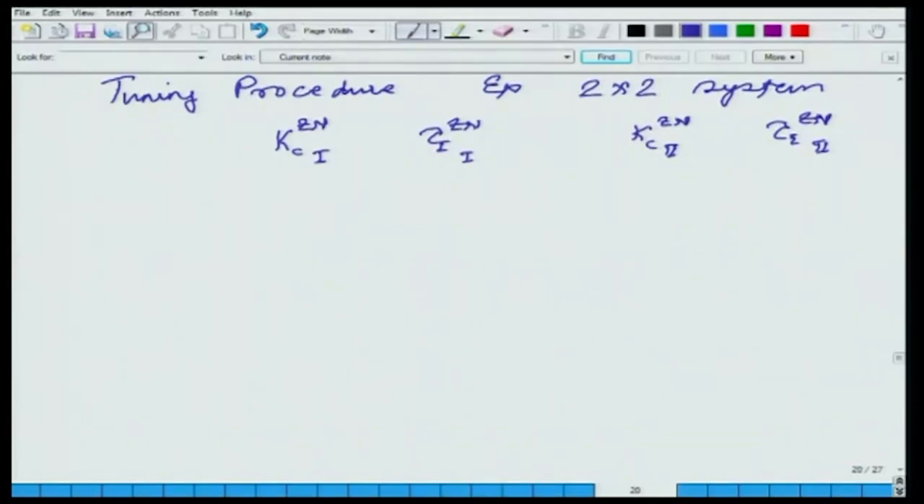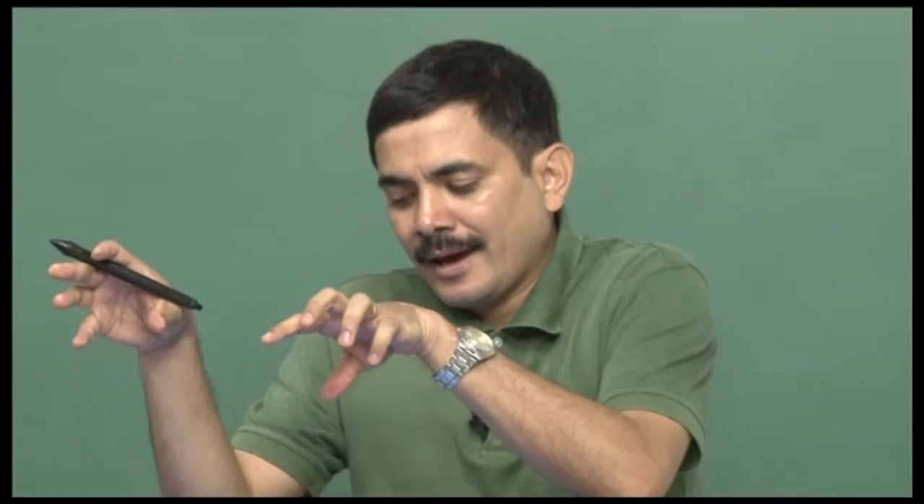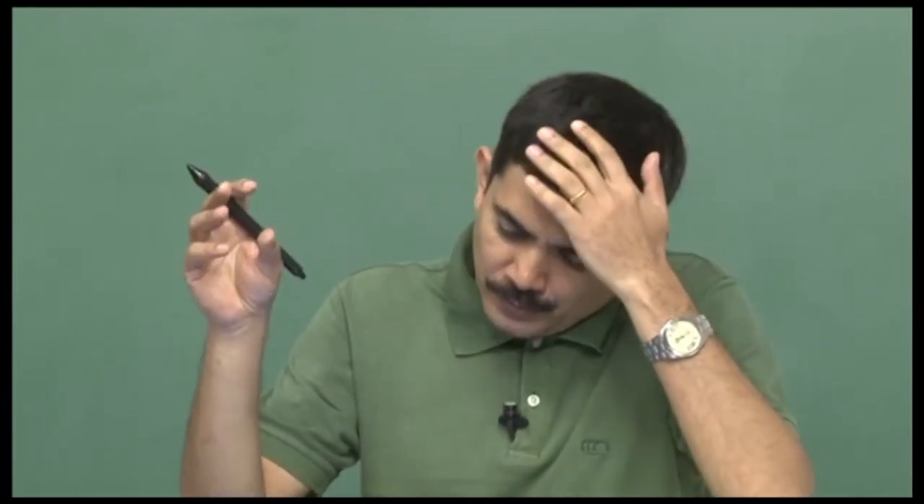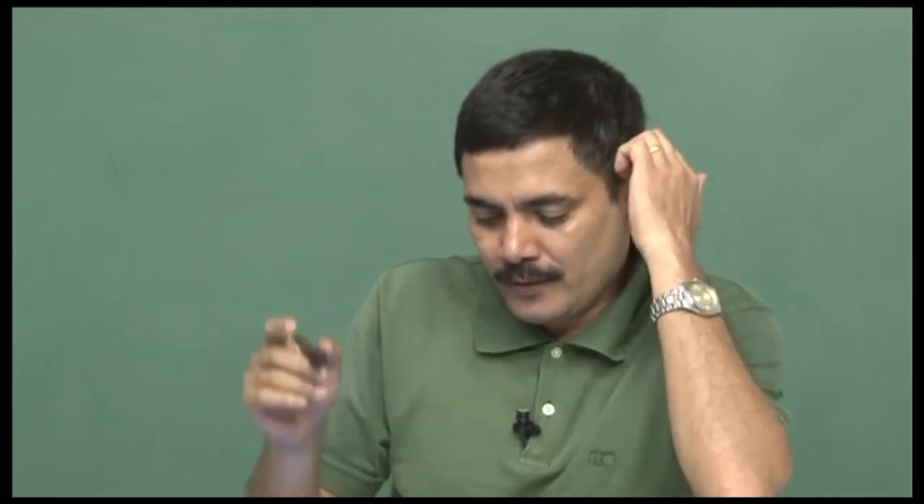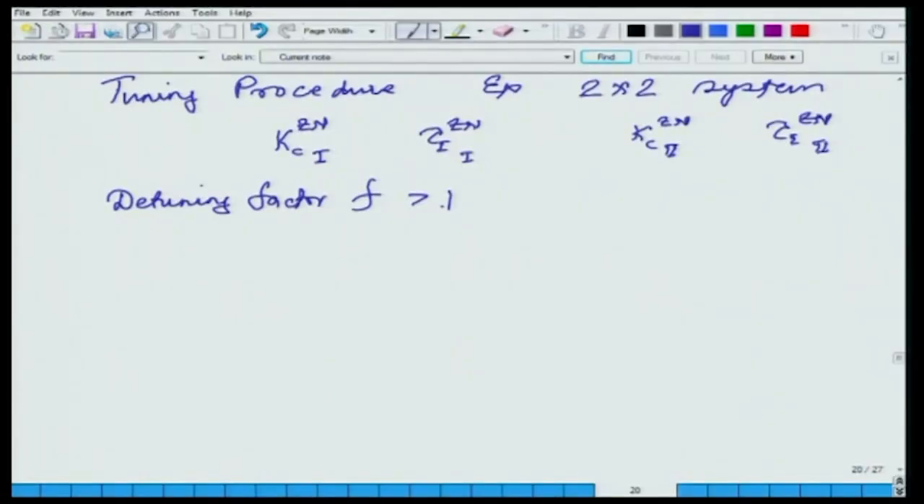Now the question is, I want to detune both the loops equally. So what do I do? I choose a detuning factor F. And what Luyben recommends is, you can keep the tau I the same and detune only the controller gains, and that is what I like to do. Other people detune everything. Okay. So F is greater than 1, that is the detuning factor. So what you then do is adjust F.